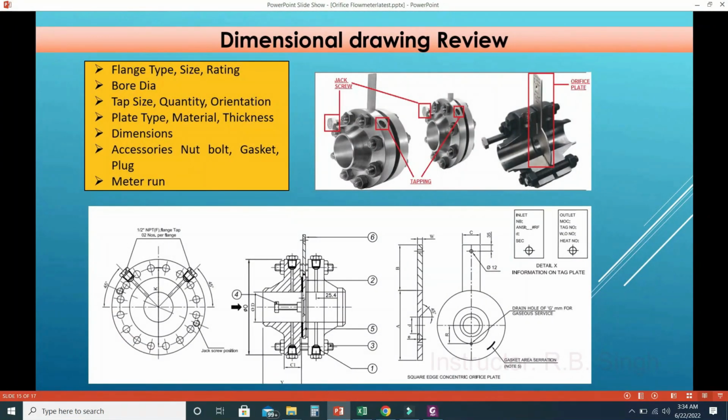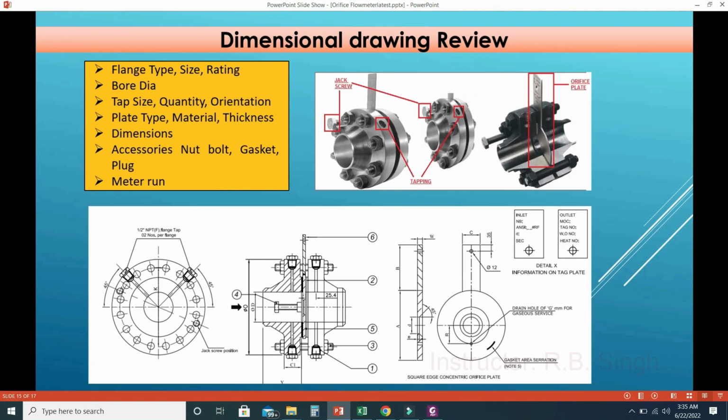Dimensional drawing review. Once our order is placed and the technical terms are frozen, the vendor will provide the dimensional drawing for review. During the dimensional drawing review, we have to know some basic things we will check in the drawing. First of all, we have to check the flange type. Whatever we have mentioned in our technical data sheets, we need to check here in the drawing also. Everything we have to verify from the technical data sheet to the dimensional drawings.